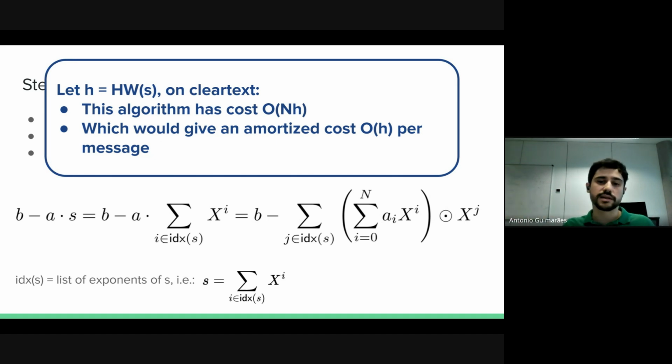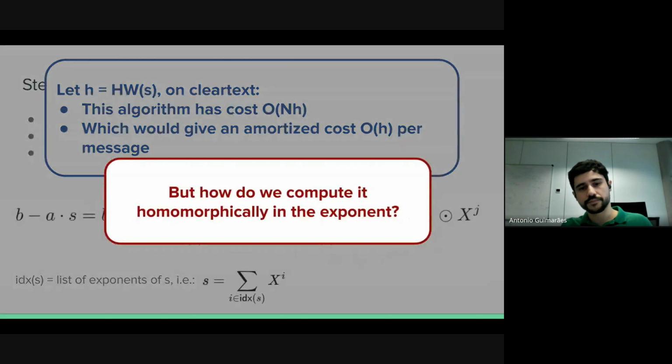So this is the starting point. And the point of the work, the main contribution, is really how to homomorphically evaluate this, how to get this cost, and also how to improve a bit over this cost. Okay, so how do we compute this in the exponent, this monomial times polynomial multiplication?